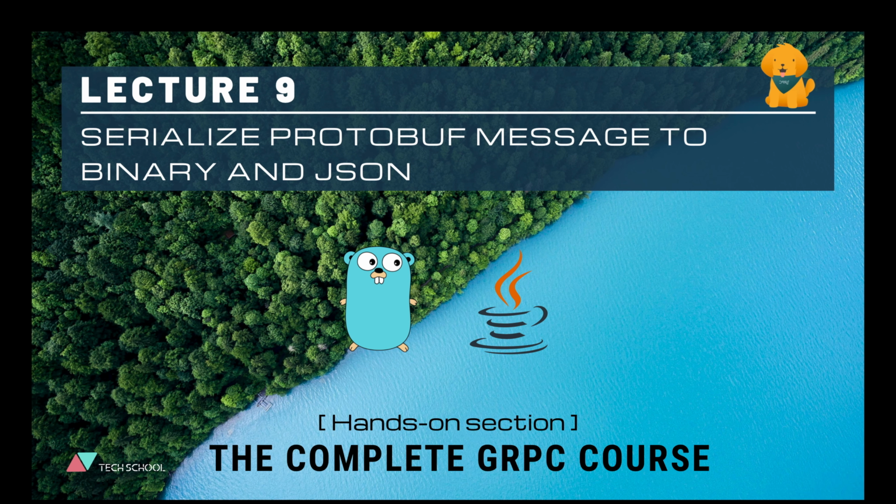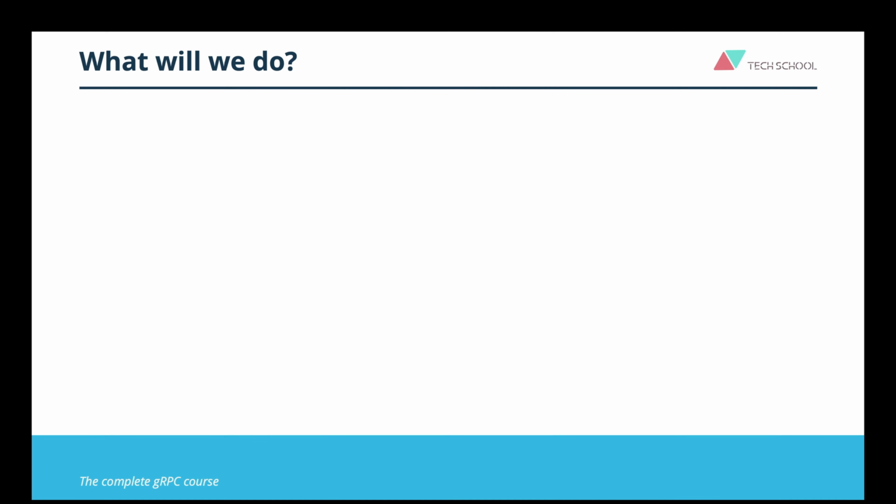In previous lectures, we have learned how to write protobuf messages and generate Go and Java codes from them. Today we will start using those generated codes to serialize an object to binary and JSON. In the first half of the lecture, we will code in Go.